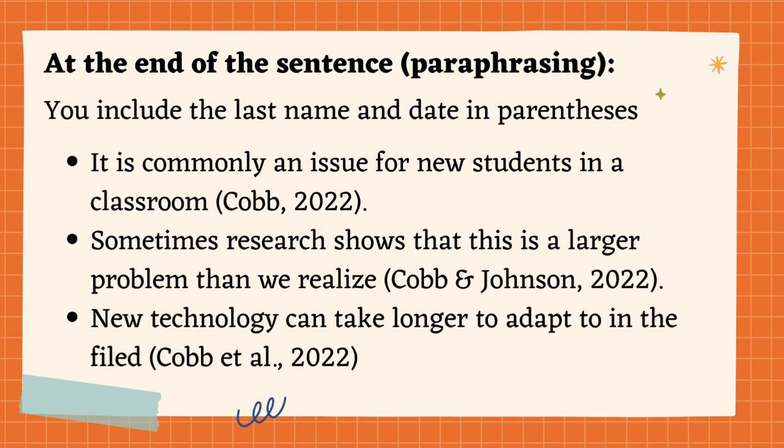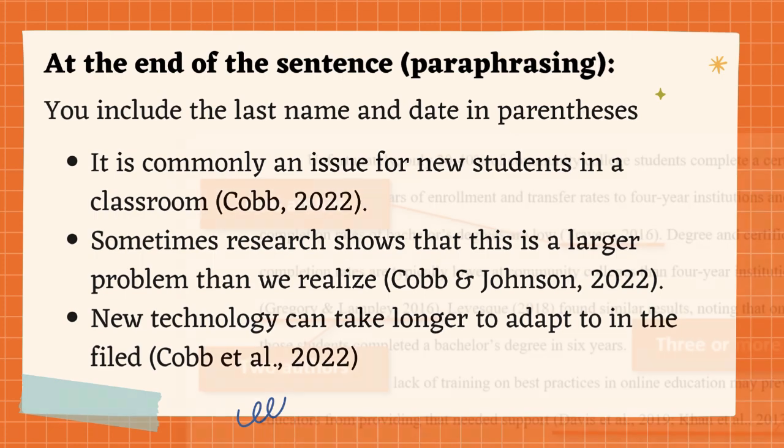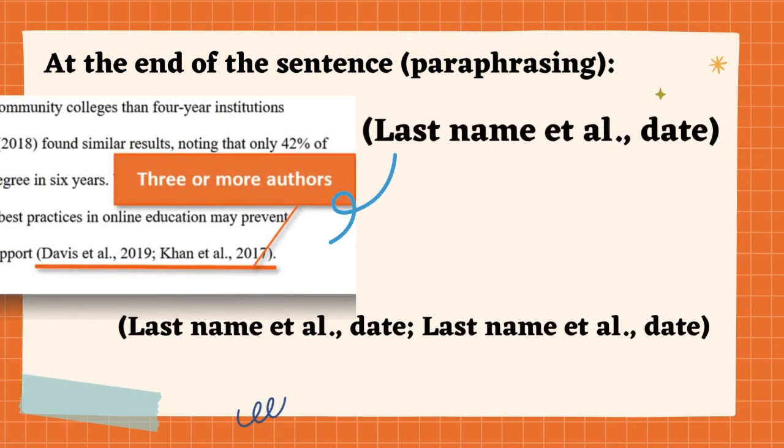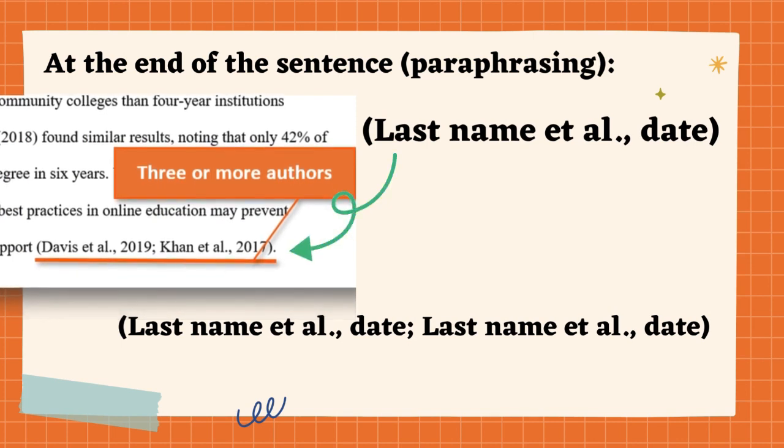You will put the last name and the date. If you have two authors, it's last name, ampersand, last name, and the date. And like we discussed before, if you have three or more authors, you do et al. and the date. So in your quick guide, there's an example that shows you how to do one author at the end of a sentence when paraphrasing, as well as two authors, Travers, comma, date, and then last name, ampersand, last name, and the date. When you have three or more authors, you will do the first last name, et al., comma, and the date.